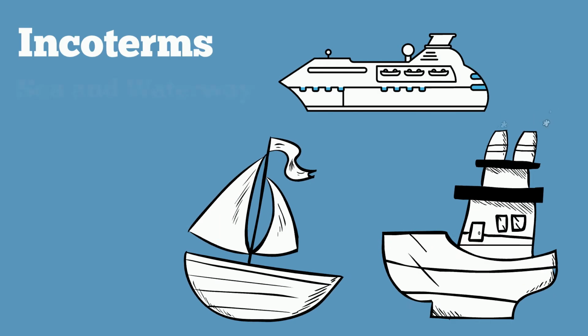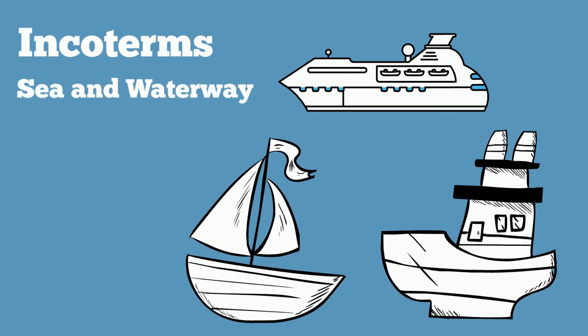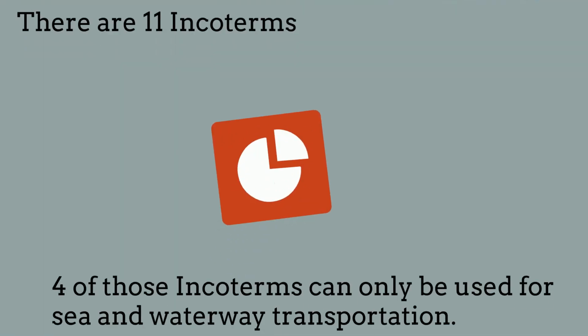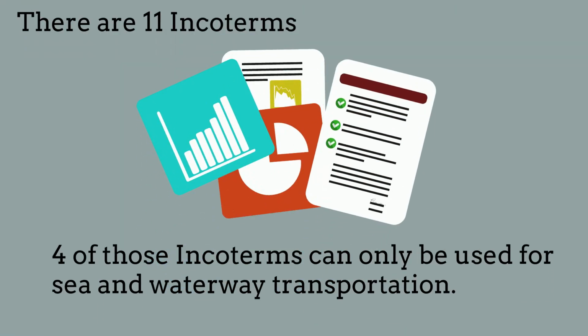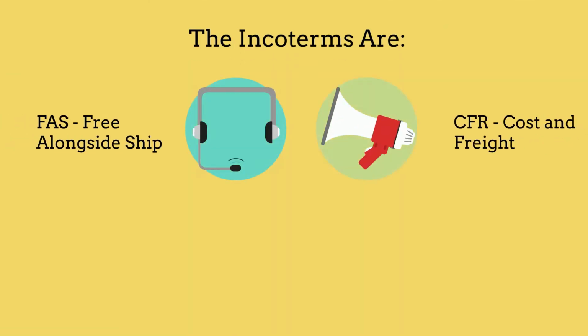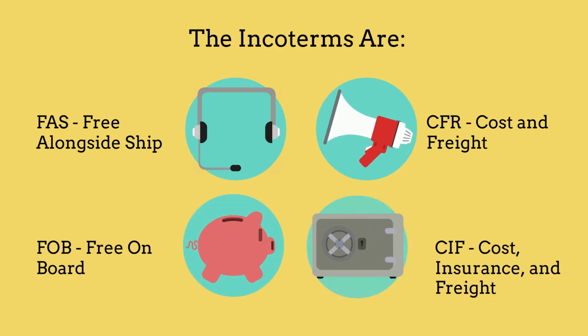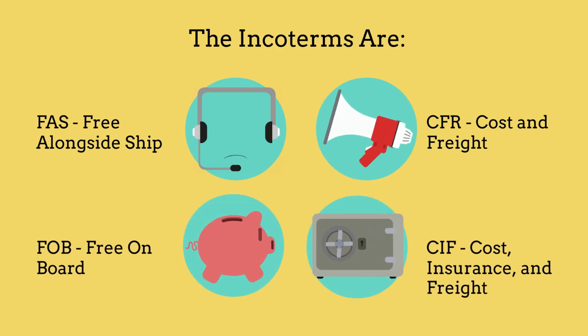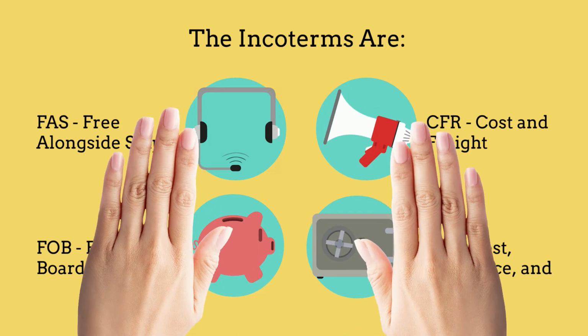Introduction to Incoterms for sea and waterway. There are 11 Incoterms in total. This video will focus on the 4 Incoterms that are specific to sea and marine waterways. The 4 Incoterms for sea and inland waterway are free alongside ship, FAS; FOB, free on board; CFR, cost and freight; and CIF, cost, insurance, and freight.